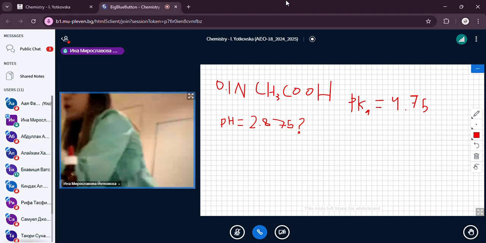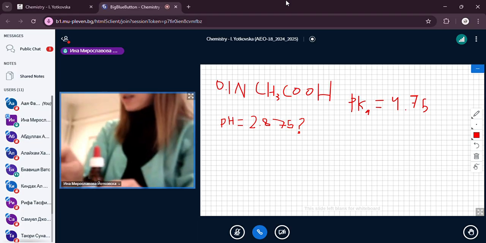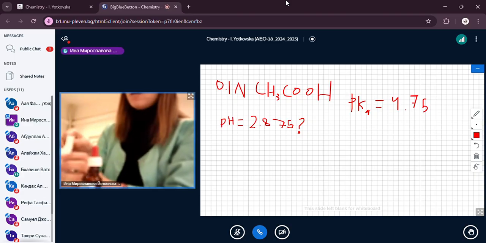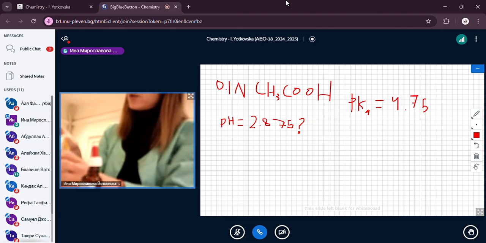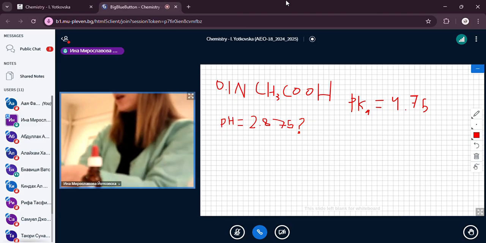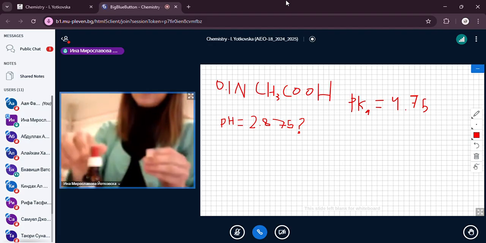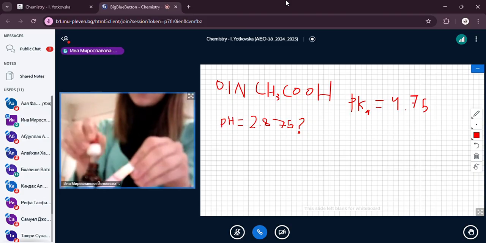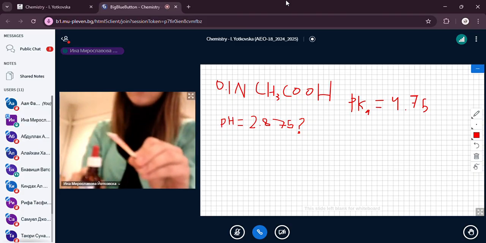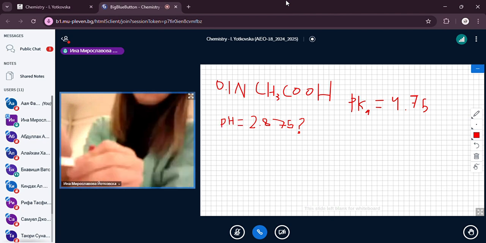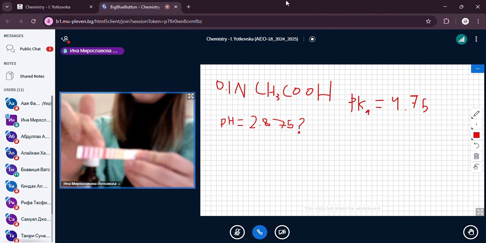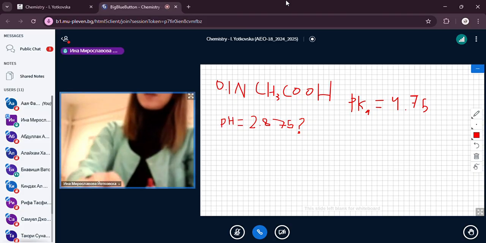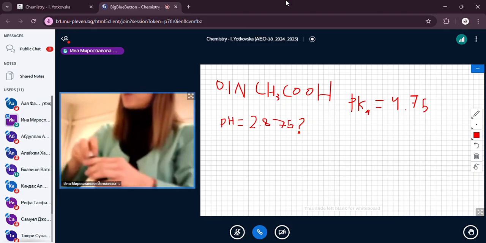I'll check it with the precise indicator, which is for the range from 1.8 until 3.8. If we see the violet color, it means something is not right. With the indicator it looks like 2.7. So the mistake this time is in the universal pH indicator. A very huge mistake.